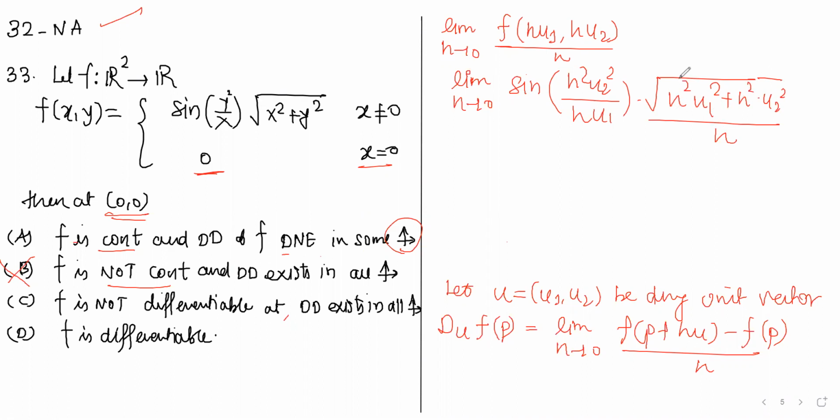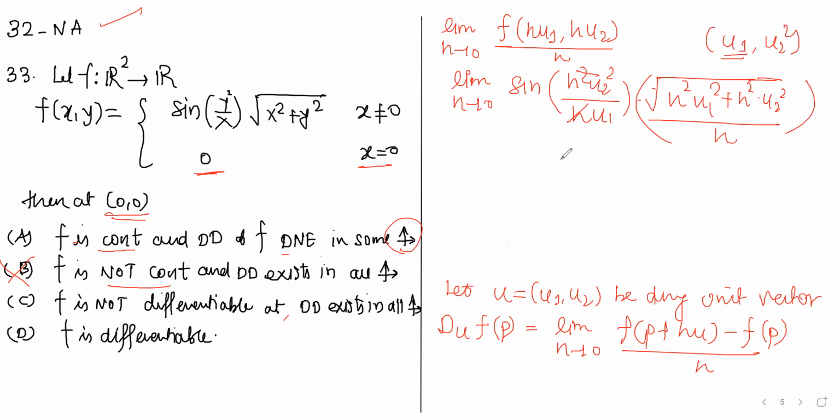Okay, and clearly this function has got no problem at all, and this h will get cancelled, because from the root you can take h square outside and this h will vanish with this h. So there is no problem with this limit. And now if you look at this limit, then sine of u2 square upon u1. But we know that u1 and u2 are the unit vectors. So what happens if u1 is 0? What happens if my first component is 0? Then this limit will not exist.